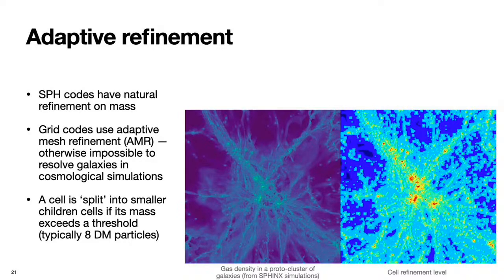In AMR, so in grid codes, sorry, this does not happen automatically, but you can use adaptive mesh refinement, which is what I think all the mesh codes use, where you split your cells into children cells, which can then split into children cells recursively, usually according to mass. So again, you focus your resolution on where the densities are high in the interstellar medium and the surroundings of galaxies. The nice advantage of AMR is that you can also focus your resolution on something other than mass. So if you're interested in resolving cosmological voids, you can choose to do so with AMR simulations, and that you could not do with SPH.